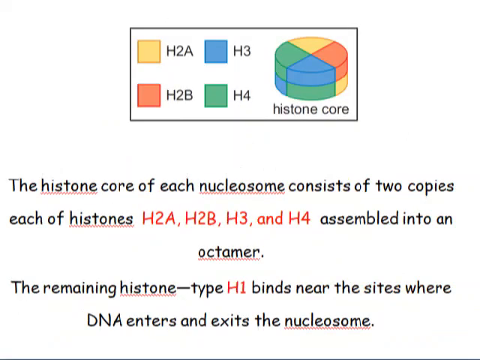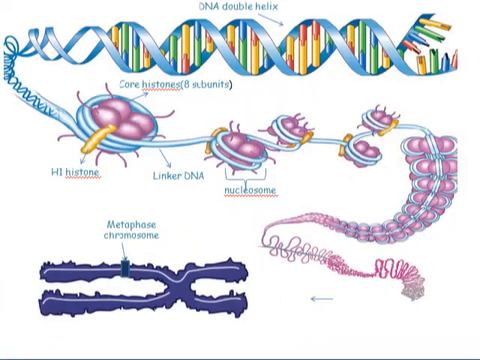The histone core of each nucleosome consists of two copies of each of the histones H2A, H2B, H3 and H4, assembled into an octamer. The remaining histone, H1, binds near the sites where the DNA enters and exits the nucleosome. This is the linker DNA. This is the H1 histone. These are the core histones wrapped by DNA.